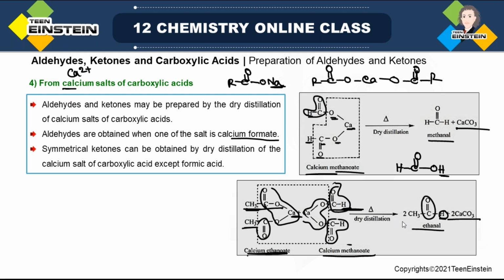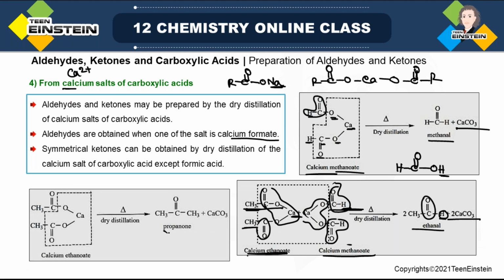If you want to make symmetrical ketone, you just not want to make ketone, but you want to make symmetrical, both side of keto group there will be same group, then what you will do, you can do dry distillation of calcium salt of carboxylic acid except formic acid, because whenever you will take one of the acid as formic acid salt of calcium, it will always be aldehyde. But if your purpose is to make ketone, you cannot take calcium salt of formic acid.